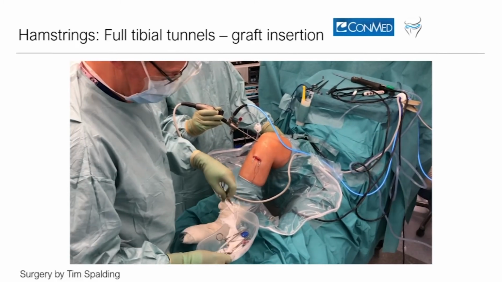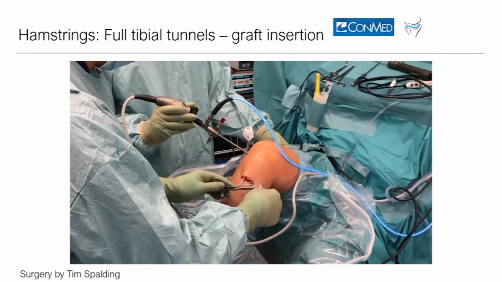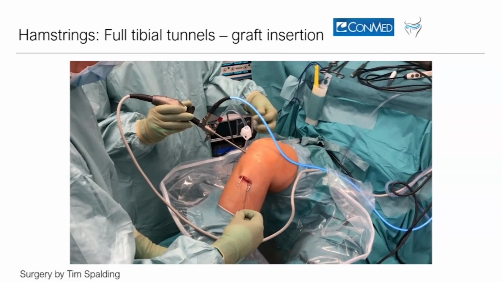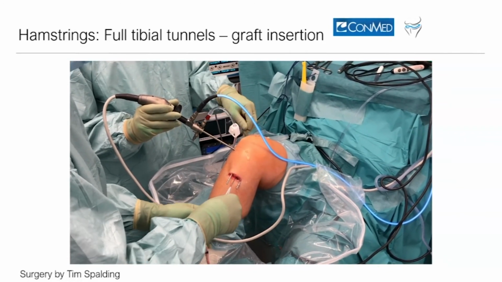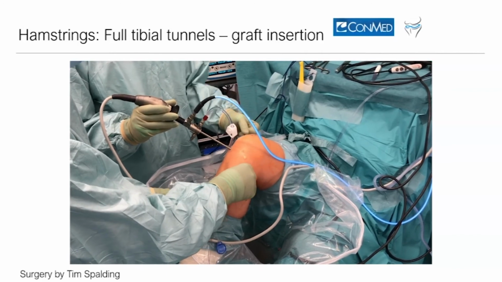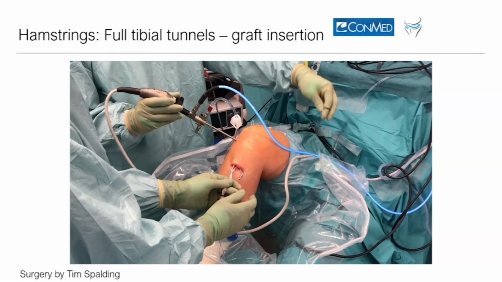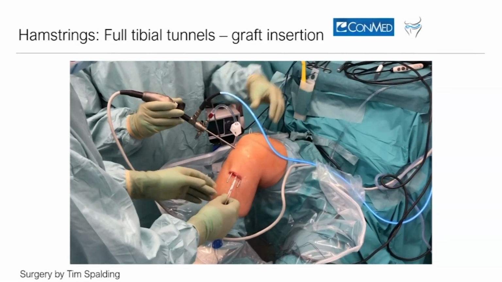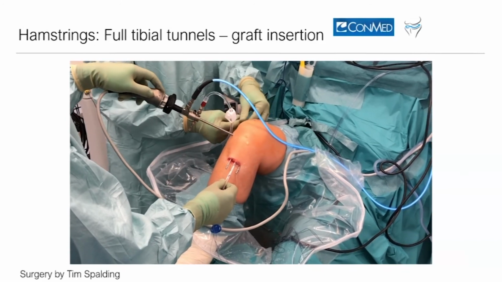So here is the graft. You've taken it out of our kidney dish, pass it through the loop. In this case, I'm using a tensioner device, so that's not essential, just a preference, and then pulling the lead suture up through the tunnels. To pull it up through the knee, we're using the blue and white suture. That keeps the button in line.